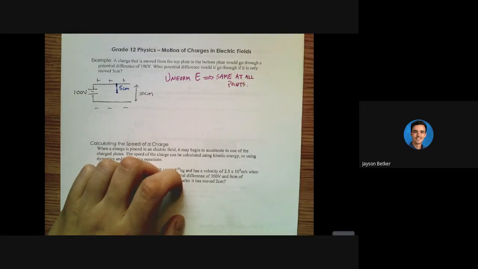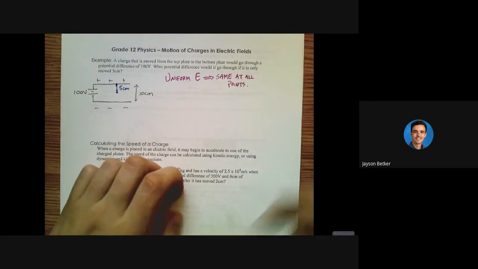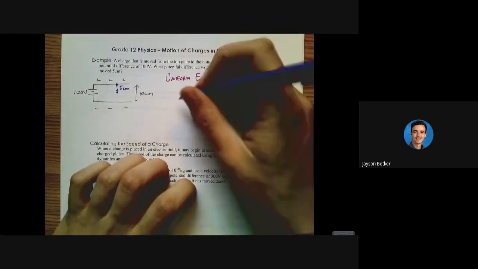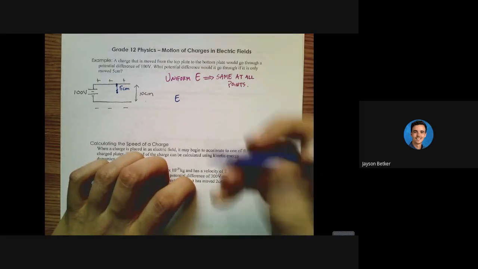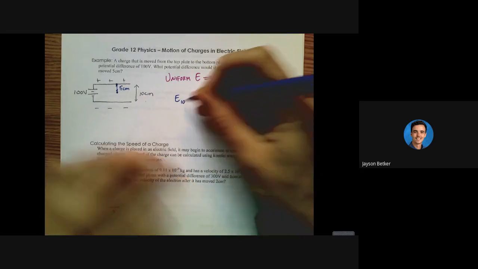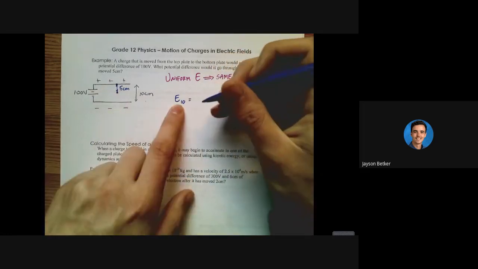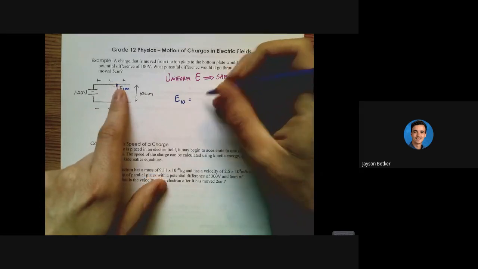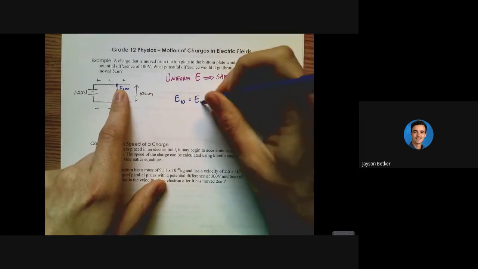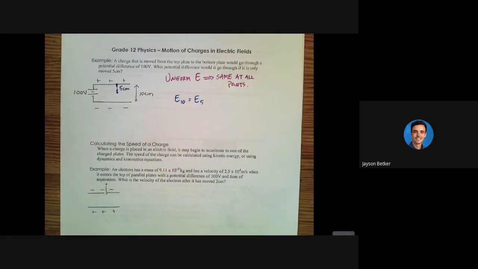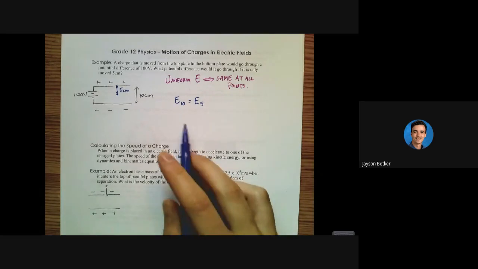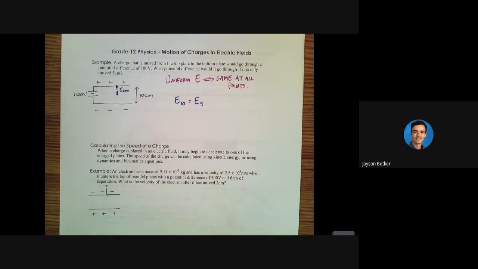What that tells us then is that it doesn't matter where we're at. Our electric field at, say, 10 centimeters, if we traverse the entire parallel plate system, is going to be equal to the electric field that we have if we only move it 5 centimeters. So what I have there are my little subscripts giving me my distance value. My electric field at 10 is equal to my electric field at 5.